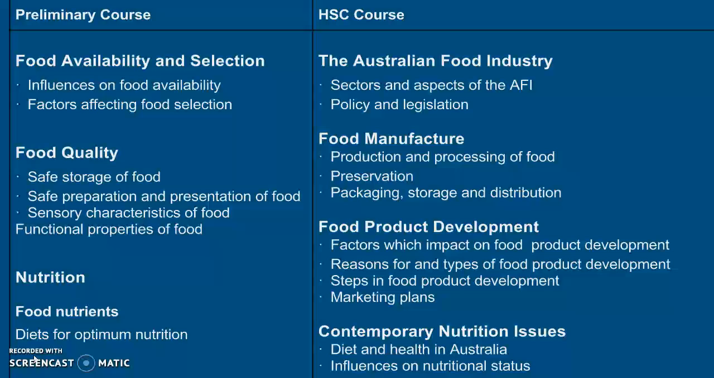The preliminary course involves the study of food availability and selection. The factors that influence food availability and selection are examined and current food consumption patterns in Australia investigated. The second unit is food quality. Food handling is addressed, with emphasis on ensuring safety and managing the sensory characteristics and functional properties of food to produce a quality product. The final unit in the preliminary course is nutrition.